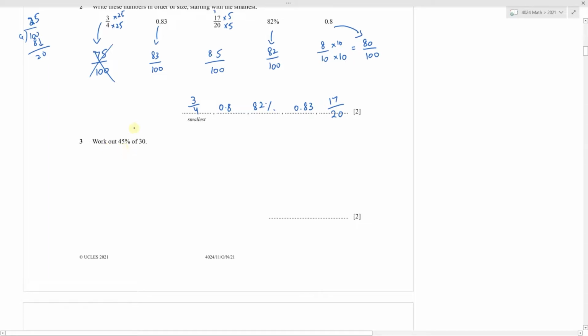Question number 3 is work out 45% of 30. So this would be 45 over 100 multiplied by 30. The 0s cancel out. 45 times 3: 5 threes are 15, 1 carry, 4 threes are 12, 1 is 13. 135 over 100, which is 13.5. So your final answer here will be 13.5.